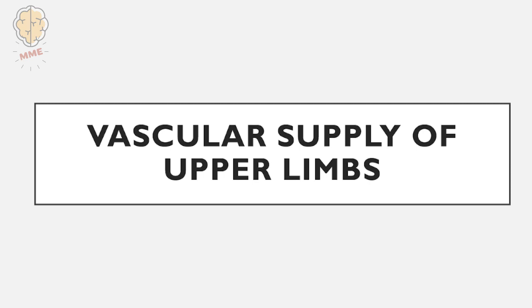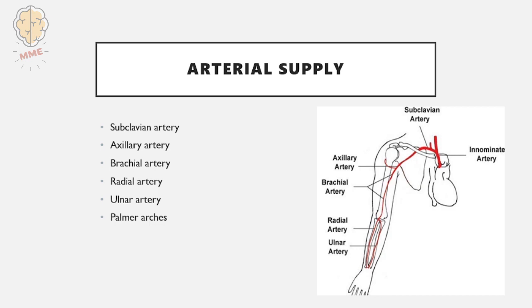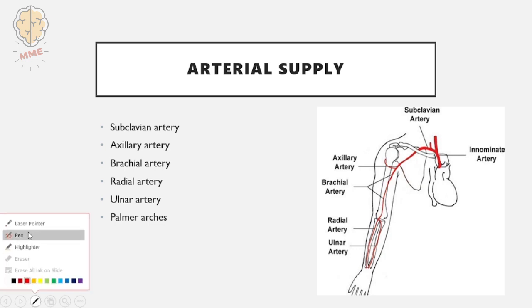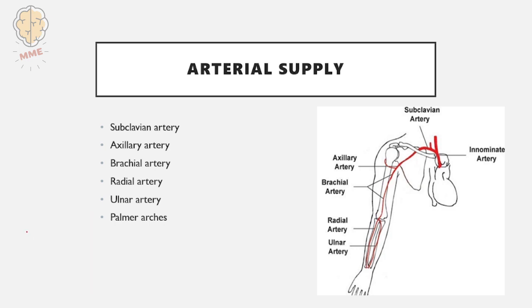Basically, vascular means vessels. Vessels comprise the arteries and the veins. So we will first start our topic with the arterial supply. The arterial supply of the upper limb comprises the subclavian artery, axillary artery, brachial artery, radial artery, ulnar artery, and the palmar arches.